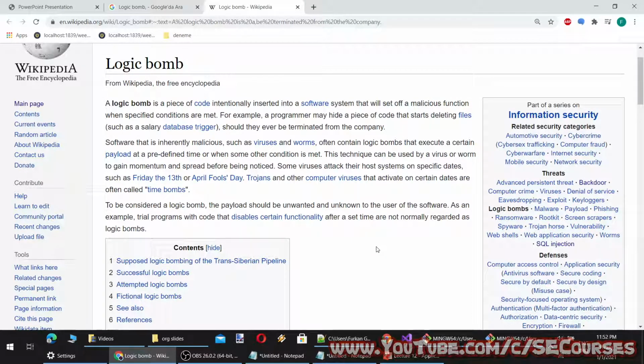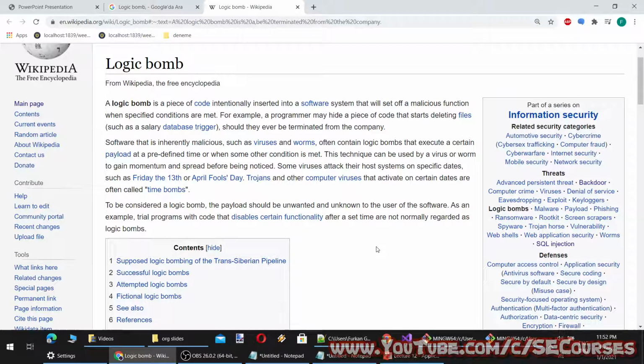A logic bomb is a piece of code intentionally inserted into a software system that will set off a malicious function when specified conditions are met. For example, a programmer may hide a piece of code that starts deleting files, such as a salary database trigger, should they ever be terminated from the company. Software that is inherently malicious, such as viruses and worms, often contain logic bombs that execute a certain payload at a predefined time or when some other condition is met.